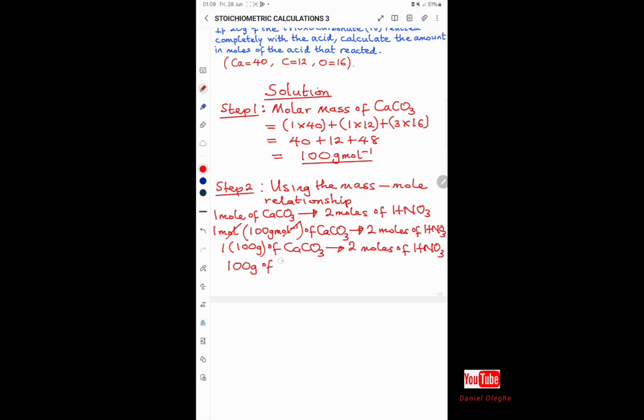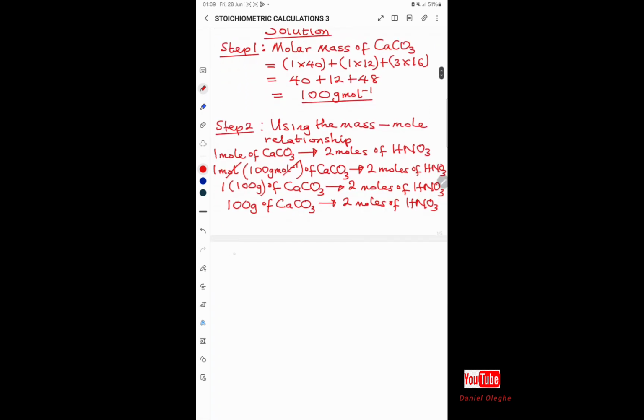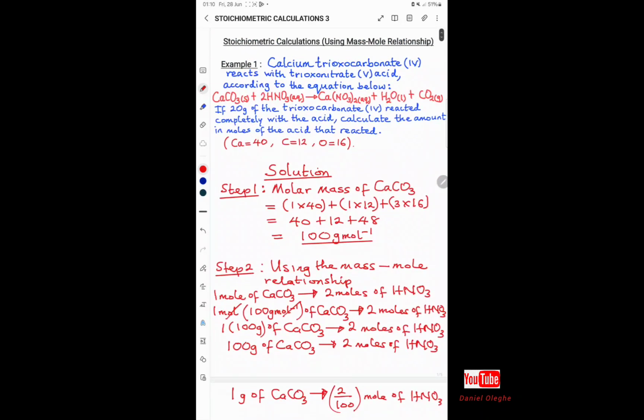100 grams of CaCO3 reacts with 2 moles of HNO3. By proportion, we have 1 gram of CaCO3 will react with 2 over 100 in mole of HNO3. Therefore, you now go to the mass of the calcium carbonate put into reaction, which is 20 grams.